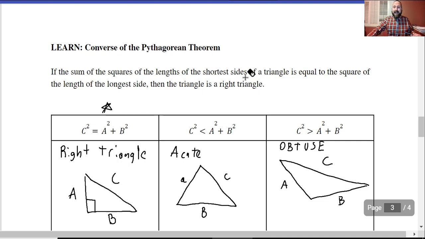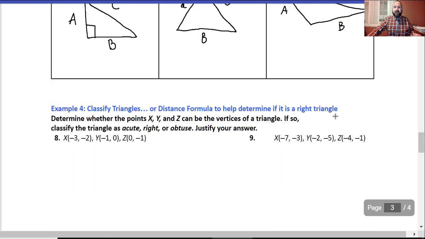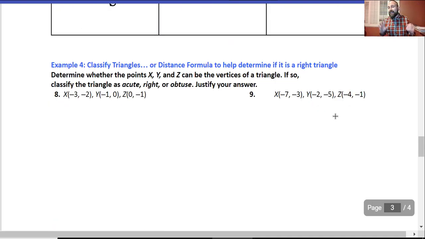All right, last part of this. Example 4, classifying triangles. Or what I like to think about is using the distance formula to determine if it's a right triangle or not. So what you have to kind of do is figure out, all right, I need to find the distance between x and y. What's the distance between y and z? And what's the distance between x and z?